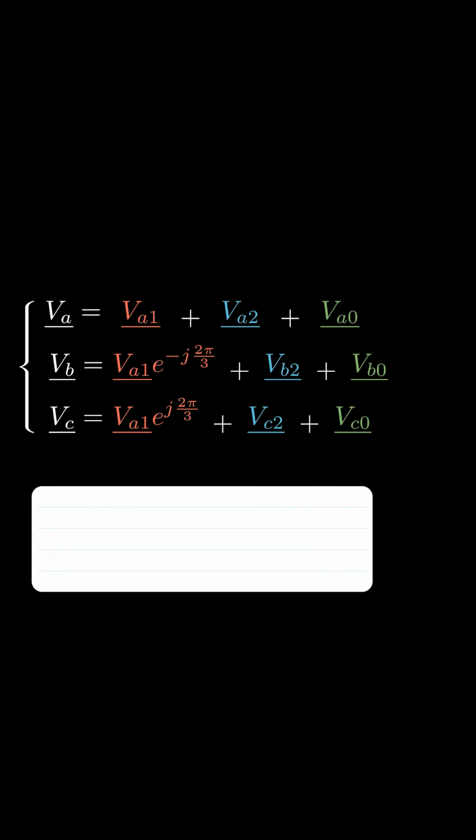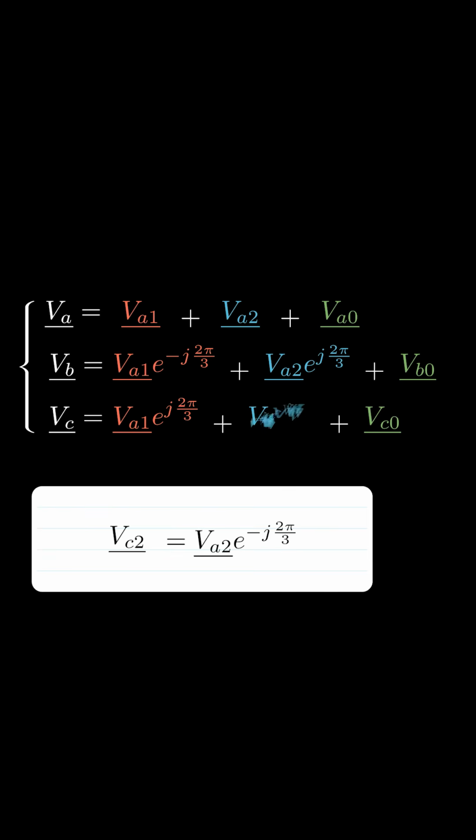Next, for the negative sequence, phase B leads phase A by 2 pi over 3. We can do the replacement, and phase C lags by 2 pi over 3, and we can replace it in the equation. Finally, for the zero sequence, all three phases are equal in both magnitude and angle. We can replace phase B and phase C of the zero sequence in the equations.